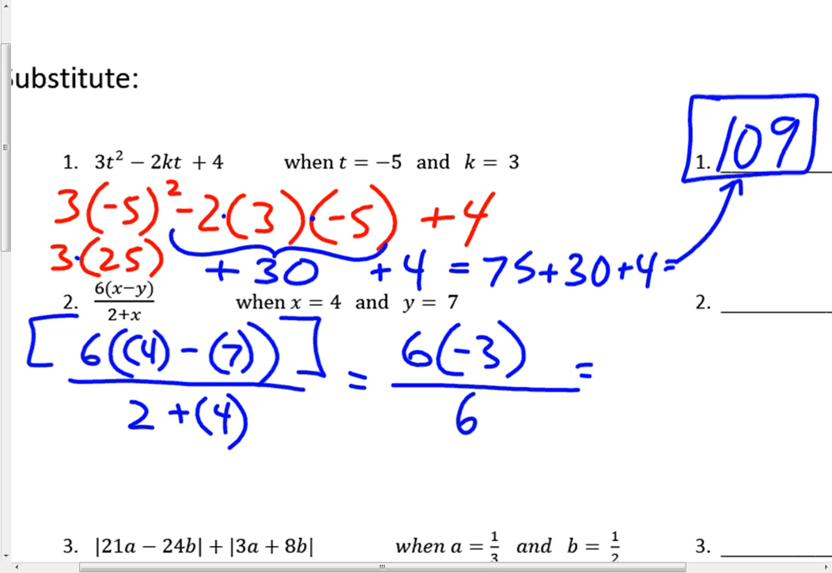Some people added or subtracted 6 minus 3. What does it mean when two things are next to each other? Multiplication. This is negative 18 over 6. What's a negative divided by a positive? Negative 3. Take a look and see what went wrong. Is it because a negative sign went away? Is it because you were doing some division in your head instead of on the calculator? You've got calculators, so use them to check yourself.